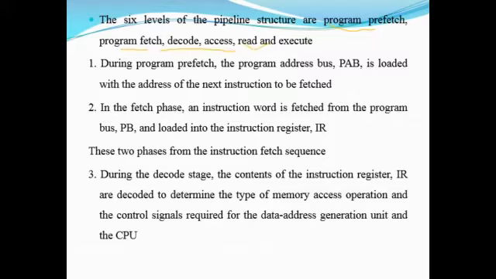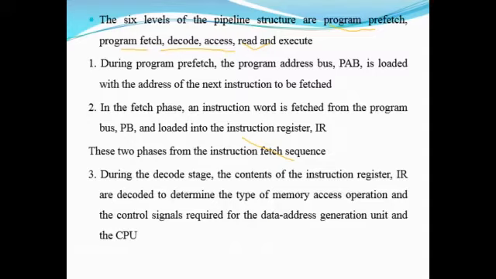During program prefetch, the program address bus, that is PAB, is loaded with the address of the next instruction which is to be fetched. This is called the prefetch phase. Then in the fetch phase, an instruction word is fetched from the program bus and loaded into the instruction register. So these two phases form the instruction fetch sequence.